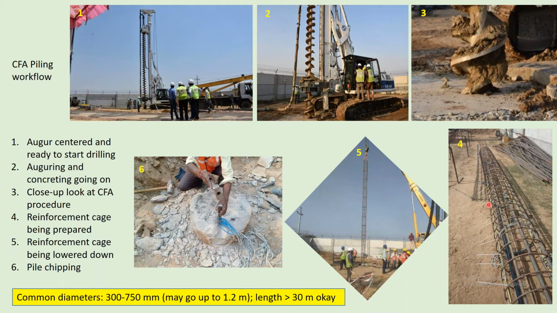And then after the soil comes out, when you reach the foundation depth, you can pour the concrete. This concrete pouring operation is going on. After pouring the concrete, you have to insert the reinforcement cage. After inserting the reinforcement cage like this, you can cast the pile, and you can chip the extra head of the pile. So this is the complete procedure of the CFA pile construction.